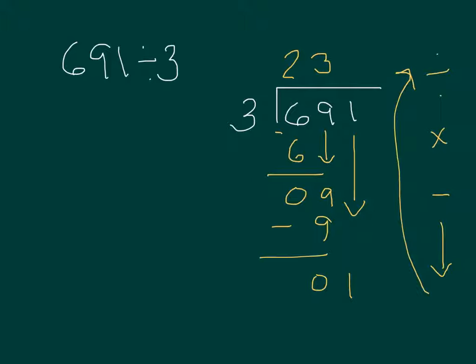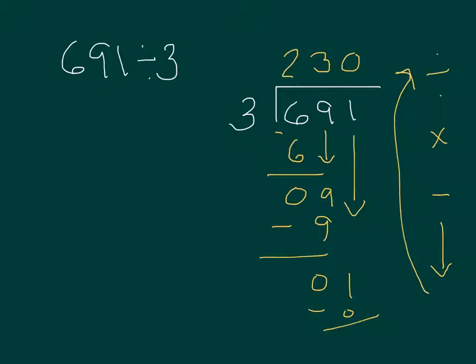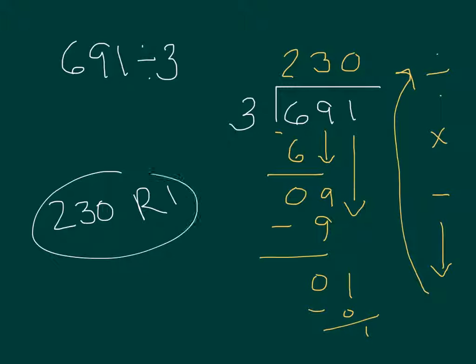Now that I have 1 left, I say, how many times does 3 fit into 1? The correct answer is 0. Bringing my 0 back up to the top, I would write my 0 in, and I would finish off my steps. I would say, what is 0 times 3? It is 0. I subtract 0, and I'm left with 1, which is my remainder. So my final answer is 230 remainder 1. If this makes complete sense to you, feel free to press pause on the video. You do not need to watch any longer.